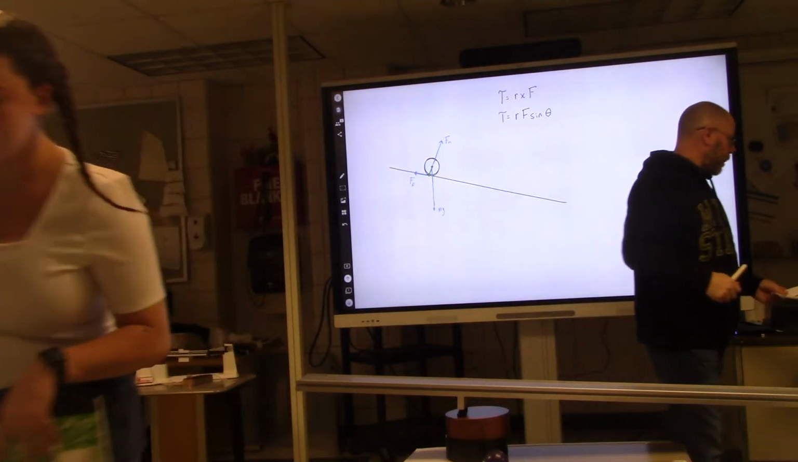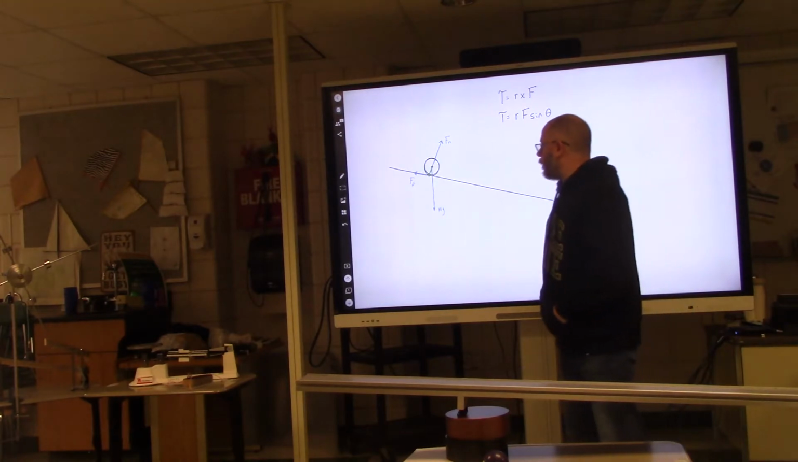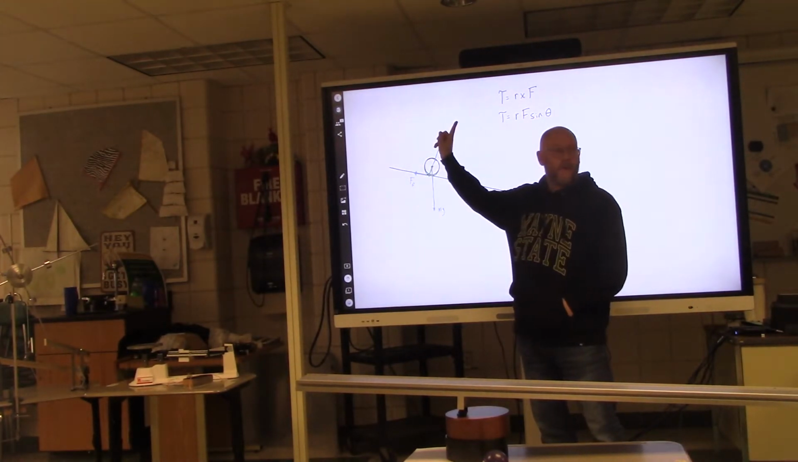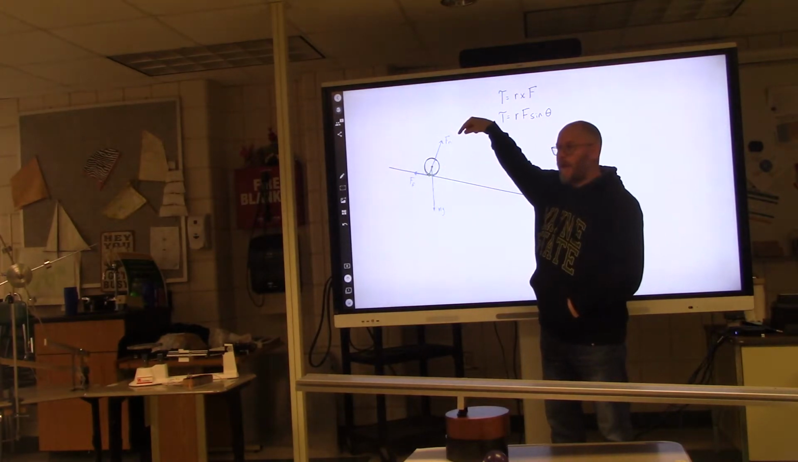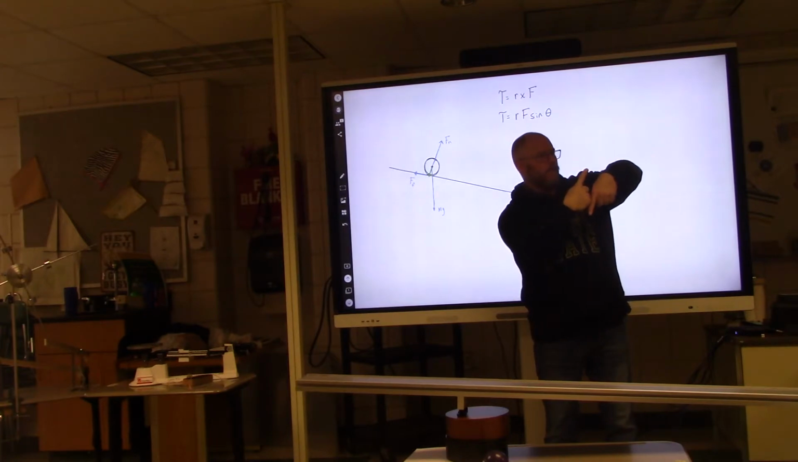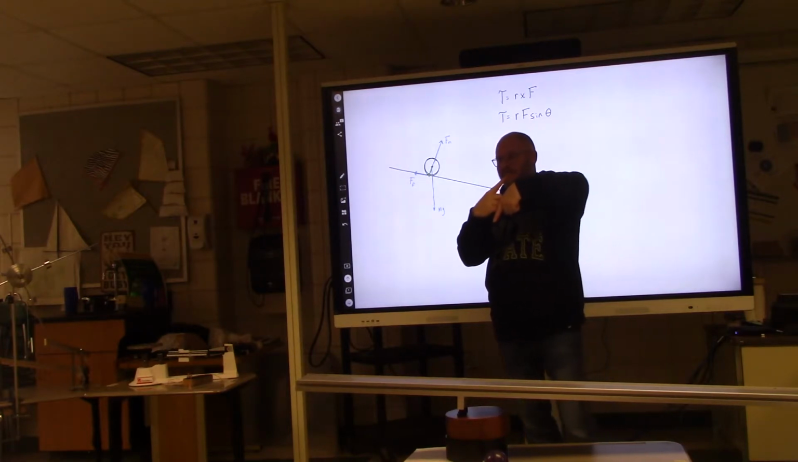But let's look at the direction of these forces. The normal force is up and to the right. The radius vector is down and to the right. Those two are opposite. You know what we call that when they're in opposite directions? Anti-parallel.